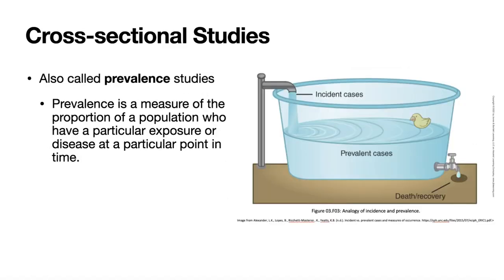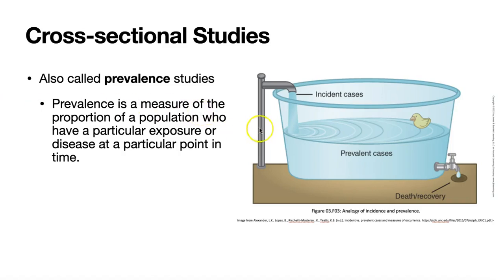So cross-sectional studies are also called prevalence studies. And like I said before, prevalence is the key statistical measure for cross-sectional studies. Prevalence is a measure of the proportion of a population who have a particular exposure or disease at a particular point in time. So there's this example of the bathtub.